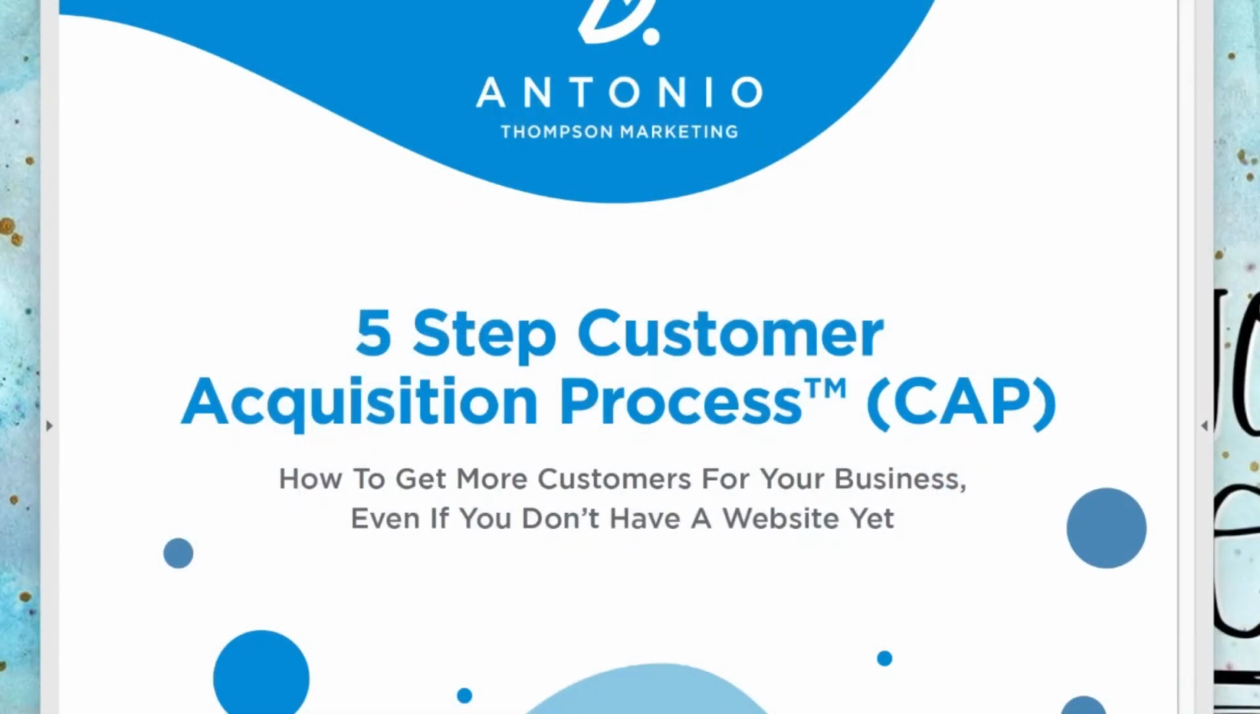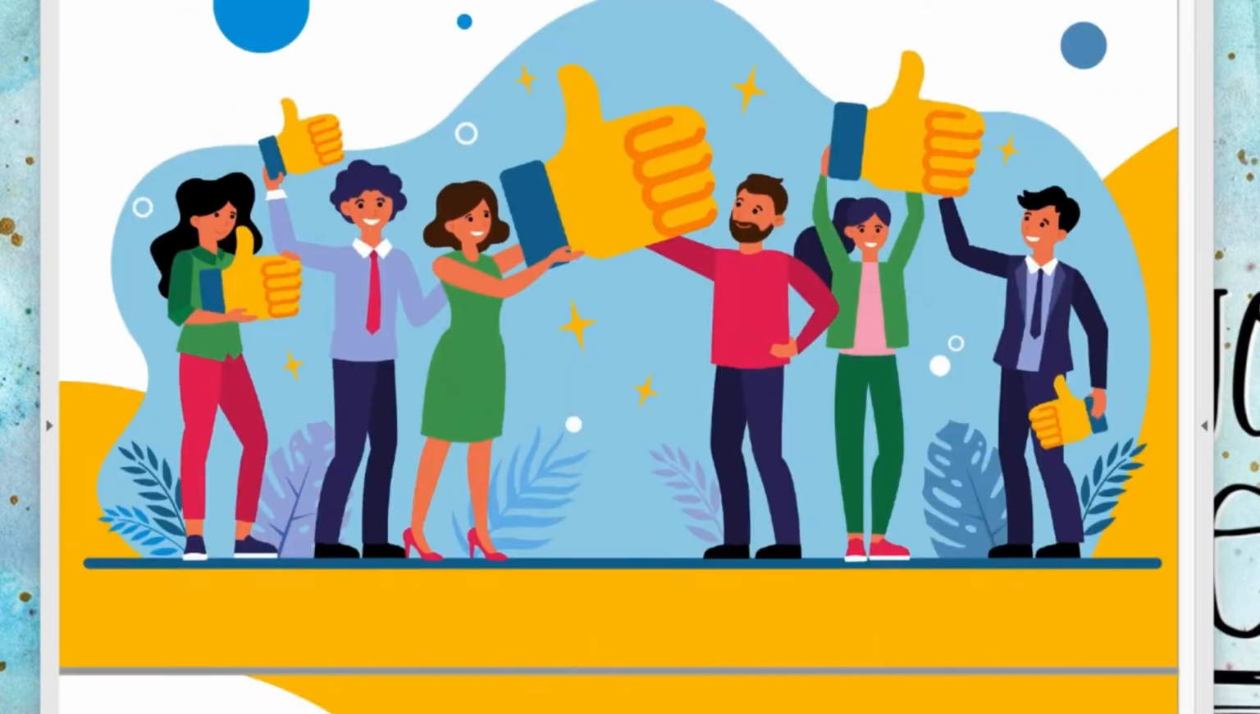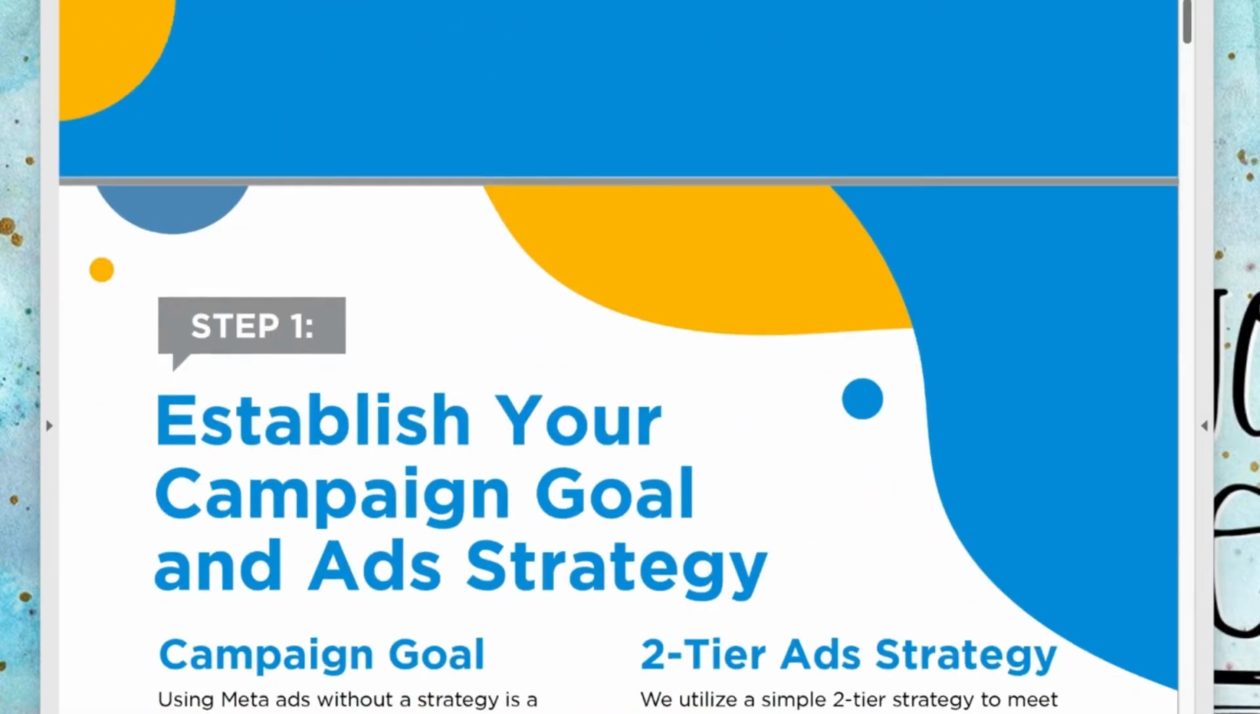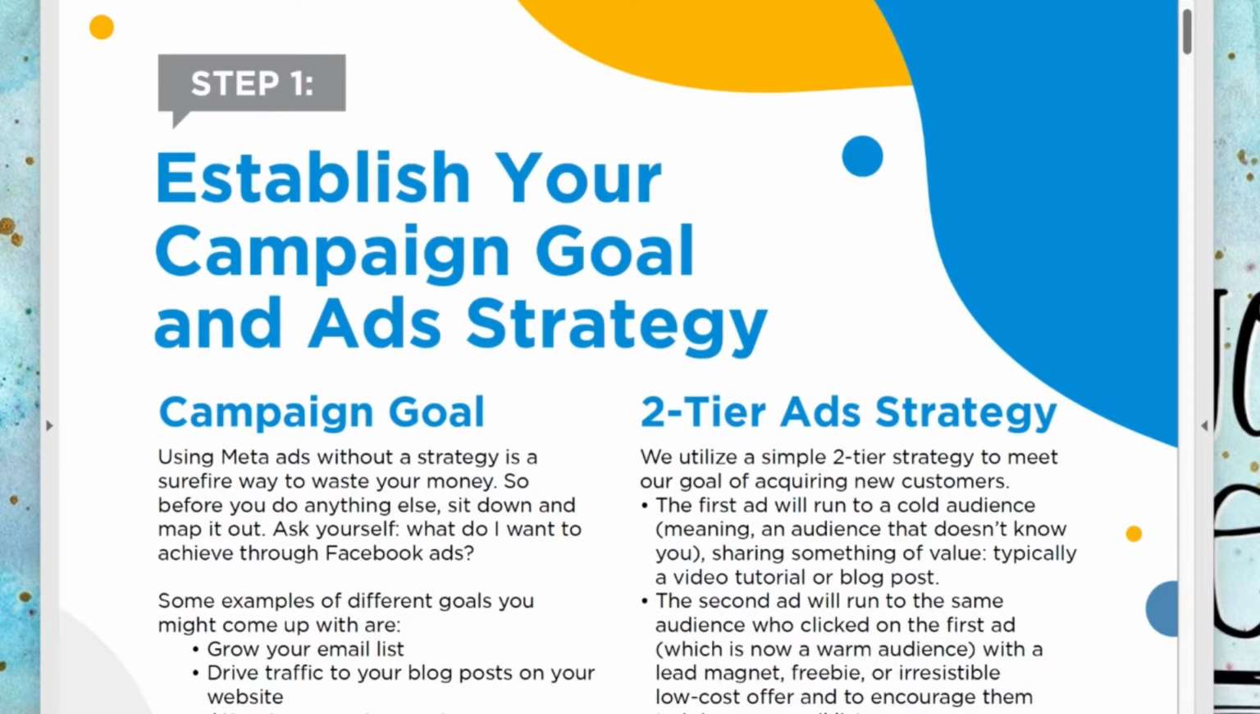So I'm going to scroll down here in this PDF and go to step one, and that is establishing your campaign goal and ad strategy. You have to come to these platforms, whether it's Facebook, Instagram, Pinterest, YouTube, Google AdWords, with a plan in place. What do you actually want to accomplish with your particular ad?